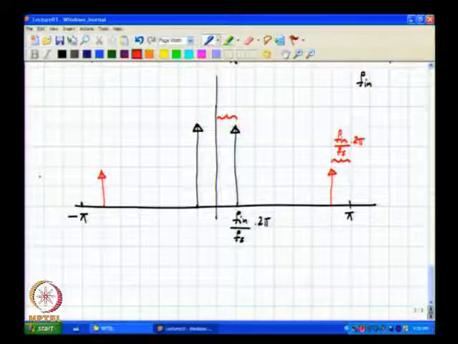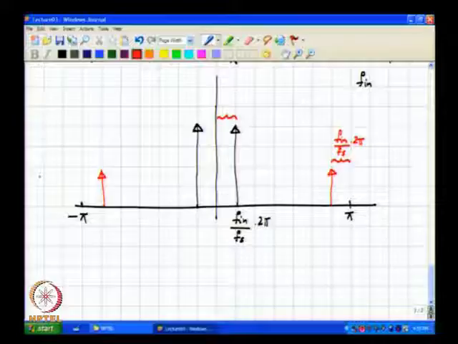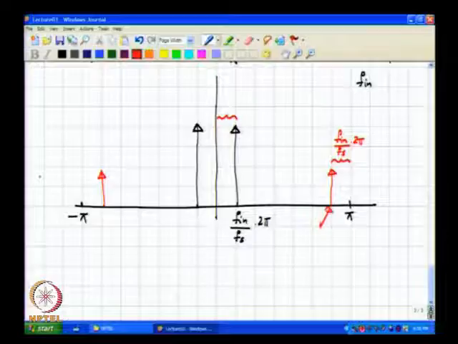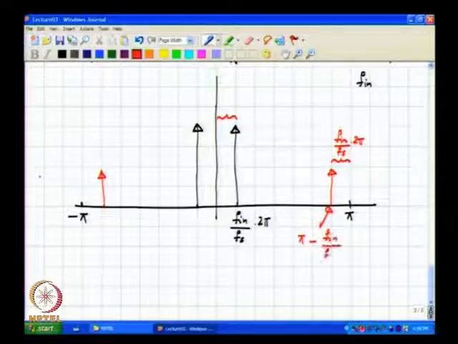Only the spectral component shown in black would appear. Now, because of time interleaving and gain mismatch, we see that there are other artifacts in the spectrum, and they are at what frequency? At high frequency. And what is that high frequency here? Fs by 2. If this distance is f in by Fs times 2 pi, it is pi minus f in by Fs times 2 pi.